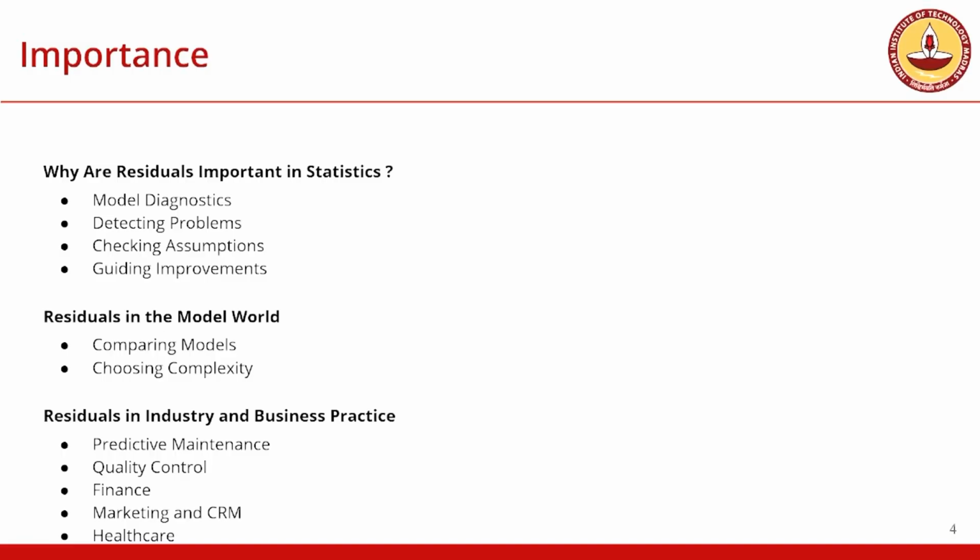Residuals also help identify outliers, which are unusual data points that can skew the results. They allow us to verify key assumptions such as constant error variance and independence, ensuring our model's reliability. When residuals reveal issues, they guide us to improve the model, for example, by adding new variables or transforming data. In the modern world, residuals are crucial for comparing models. Models with similar pattern-free residuals are generally preferred.